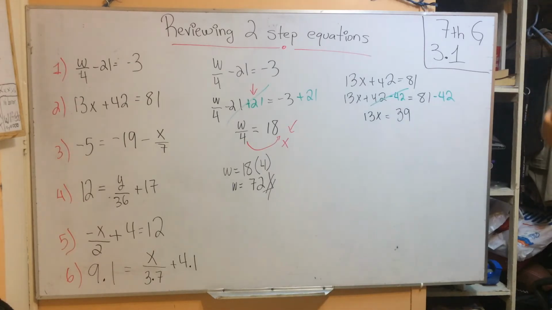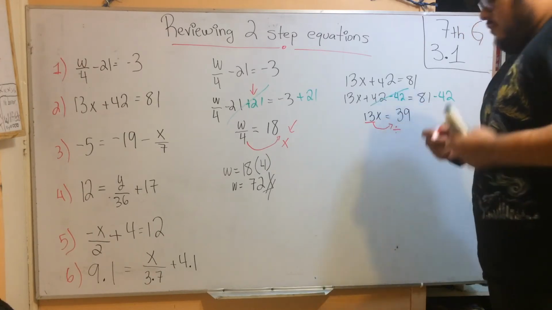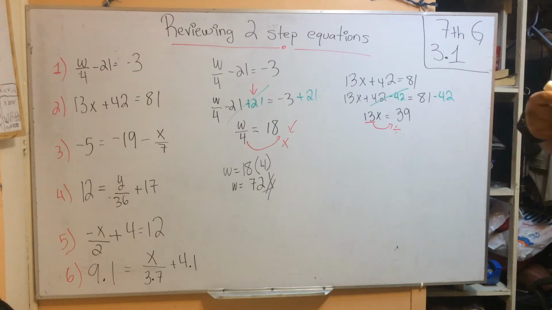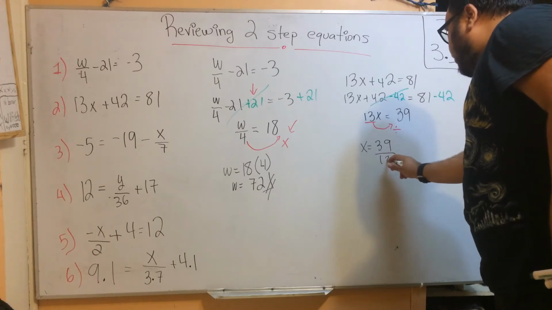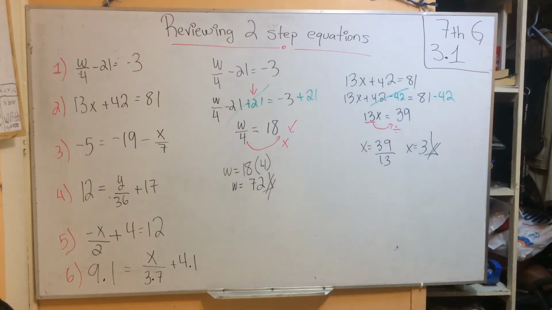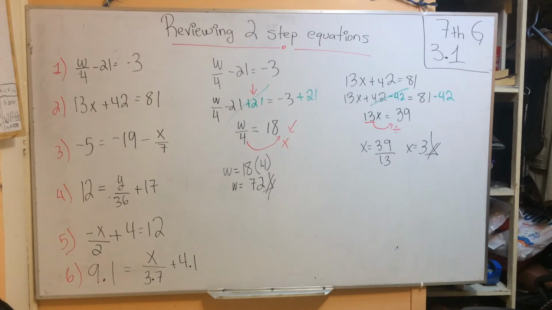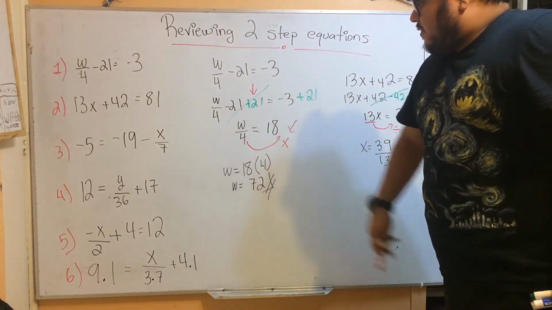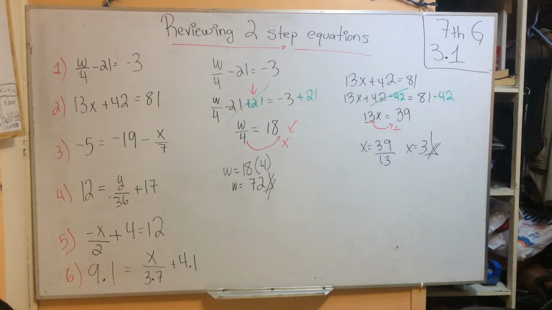Now what is the next step? This number is multiplying. I switch it to the other side, dividing. Remember, we're doing opposite operations. So we're going to have x equals 39 divided by 13, and x is going to be 3. What are the two steps that we did in this equation? We subtract, and then we divide. In the previous one, we added, and then we multiply. So this is like the opposite of that one. Perfect. Let's work on number 3.